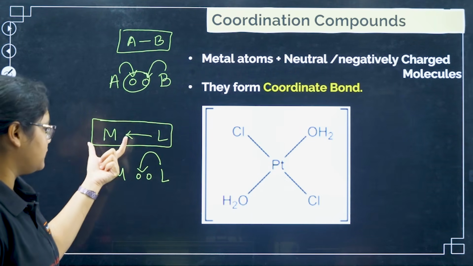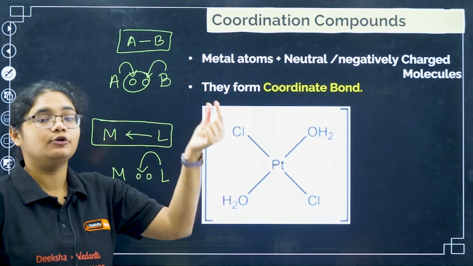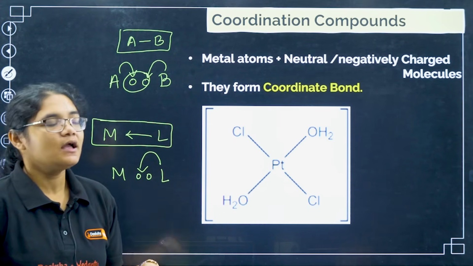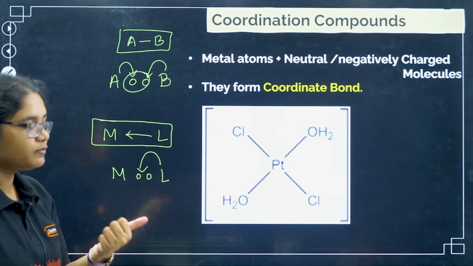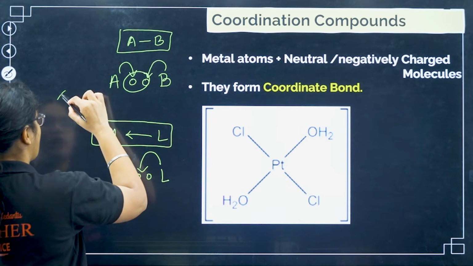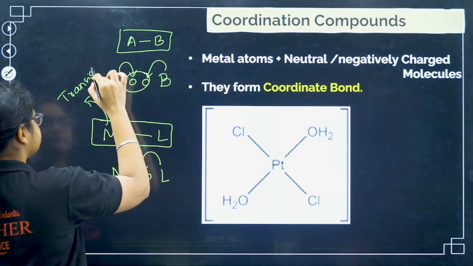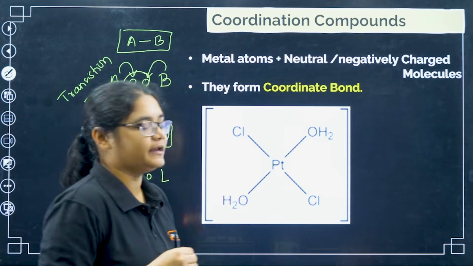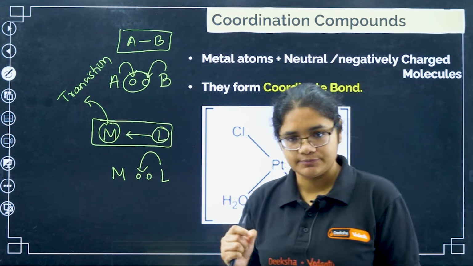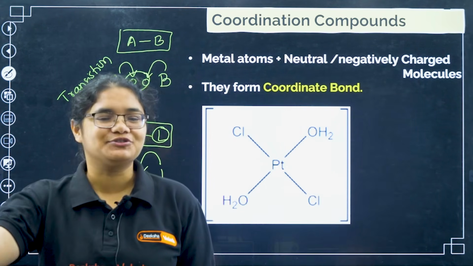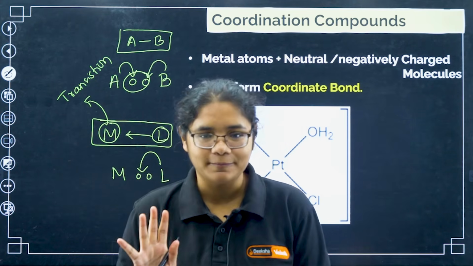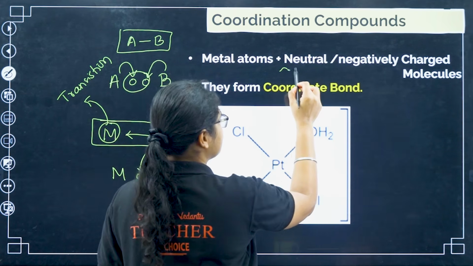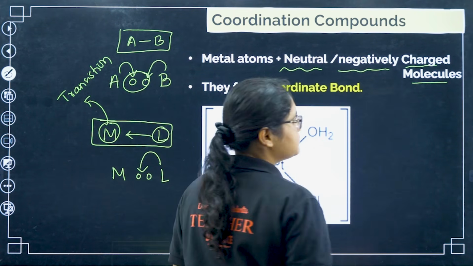So when one element donates both the electrons to form a bond, that is called a coordinate bond. Now in this chapter, what will be our metal? Our metals will mostly be transition metals, and the species donating electrons we will call ligands. Ligands will donate electrons to the metals to form a coordinate bond. I hope this is clear. Now, what can be ligands? Ligands can either be neutral or negatively charged molecules.